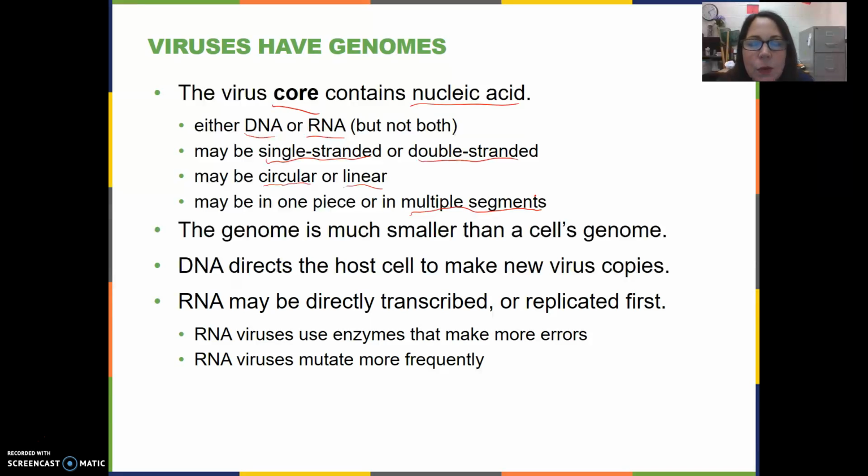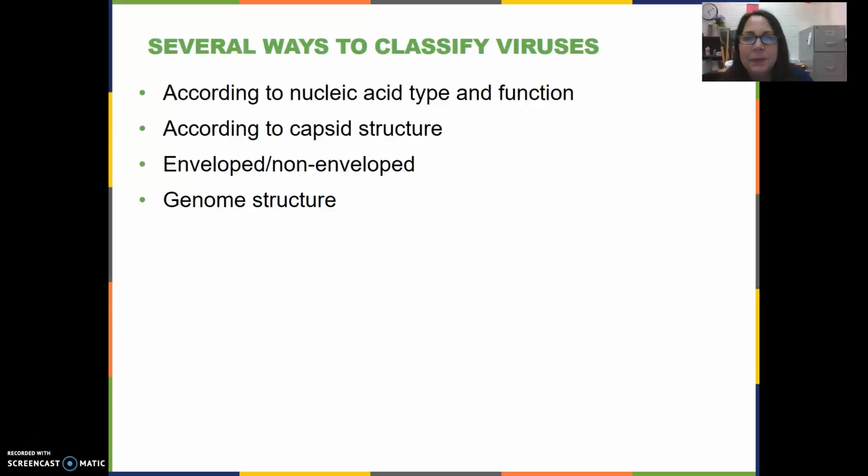And then if the core is RNA, sometimes that RNA can be directly transcribed into messenger RNA, and sometimes transcription is not even necessary because the RNA already functions as messenger RNA. But RNA viruses are different from DNA viruses a little bit, because RNA viruses use enzymes that make more errors and they mutate more frequently, which makes them more difficult to treat.